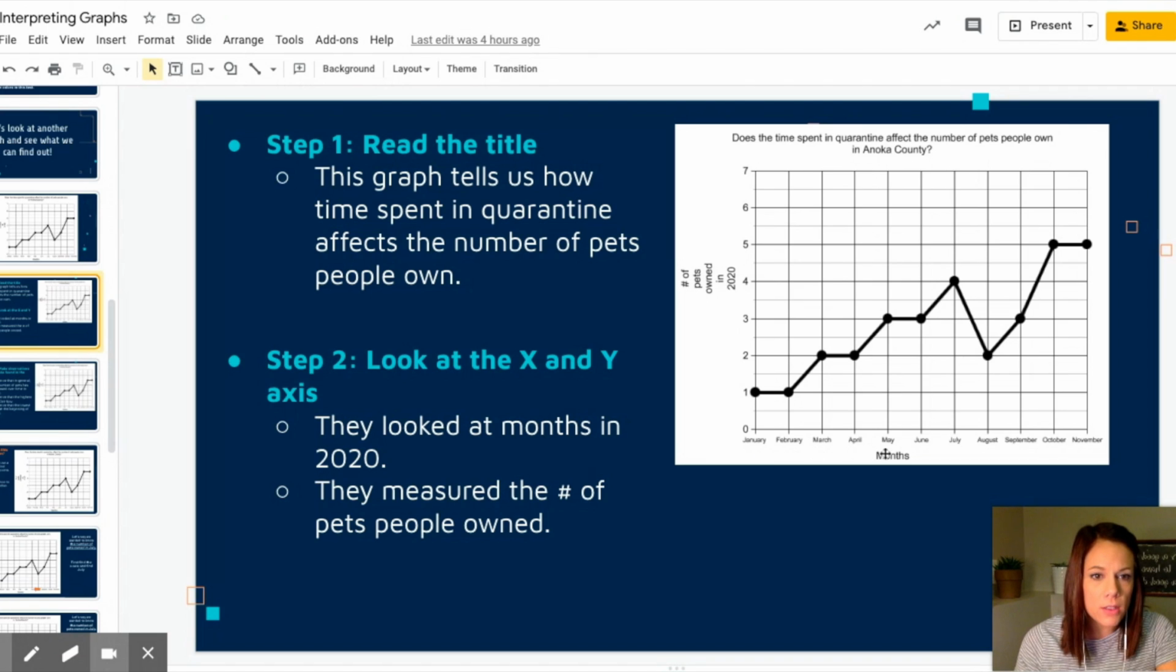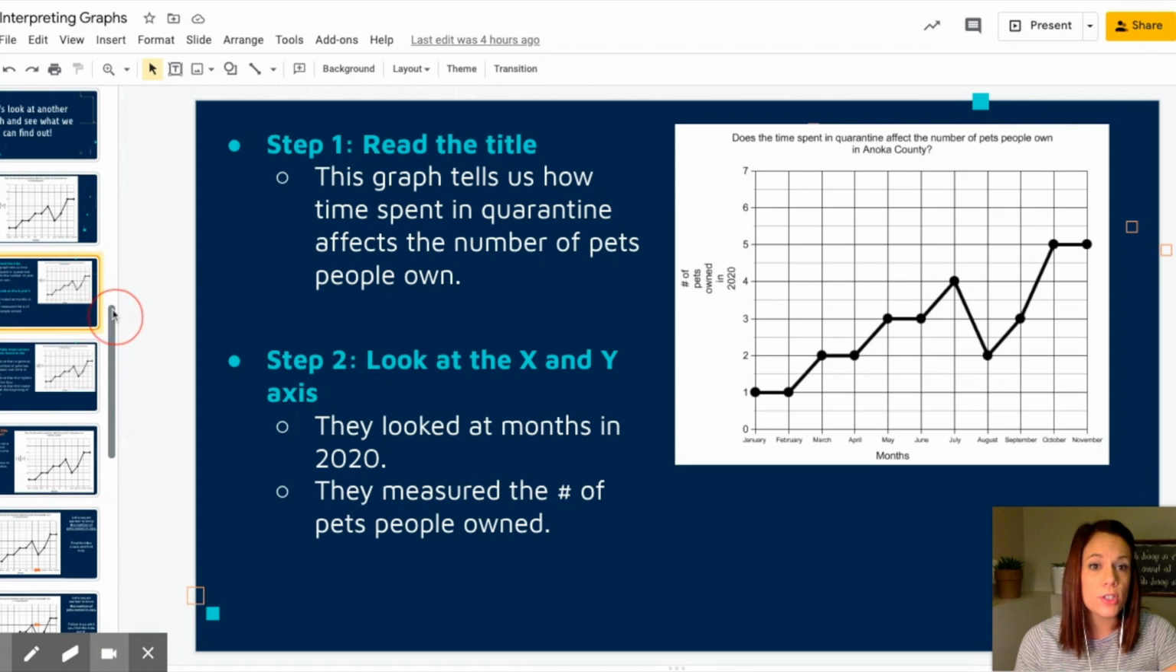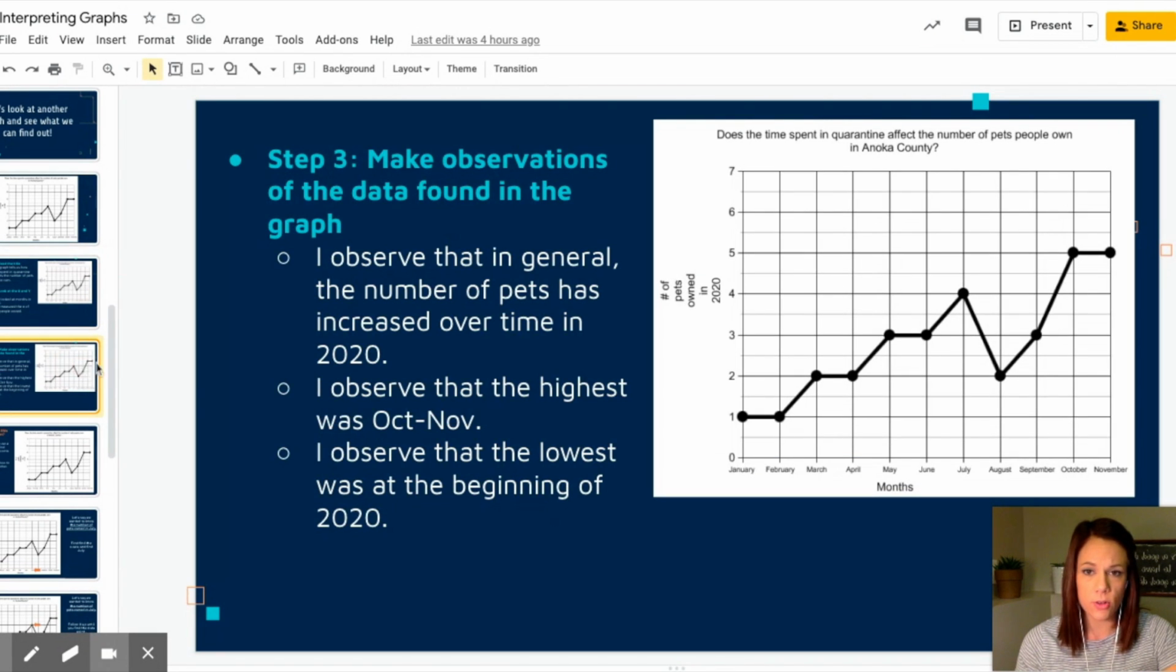I'm going to look at the X and Y axis. It has months of 2020 down here, so January through November, 'cause it's not December yet. And my Y axis is number of pets owned in 2020. So I'm guessing this is the average, it says, in Anoka County. So that gives me a lot of information about what this graph is about. Now we make some observations.